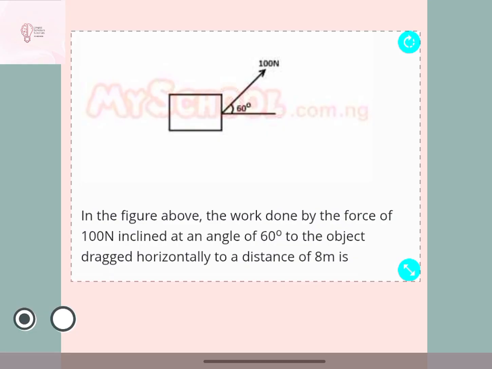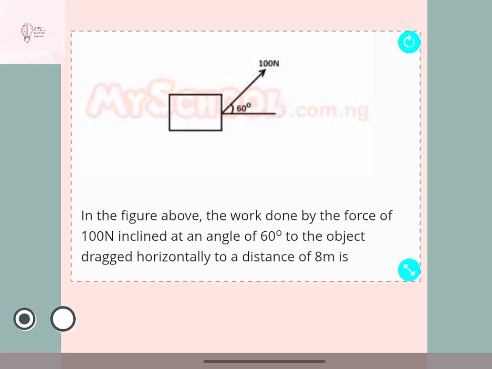Alright, if you check this question, you will see that an object is inclined at an angle 60 degrees to the horizontal. Okay, now there are things you need to note in this question. This is under work, energy and power. If you have read work, energy and power, you will encounter this question. Okay, but today, your problems are over so far as this question is concerned.